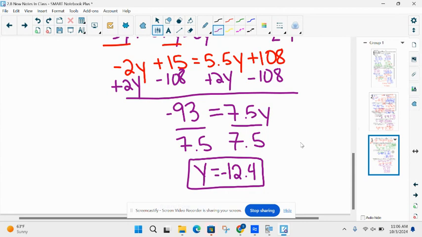You guys remember for when you get to number 2, anytime the variable that you're trying to solve for is being squared, what do we have to do in our last step? Square root it. Yes.